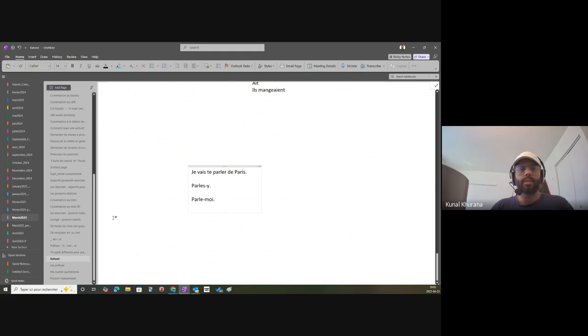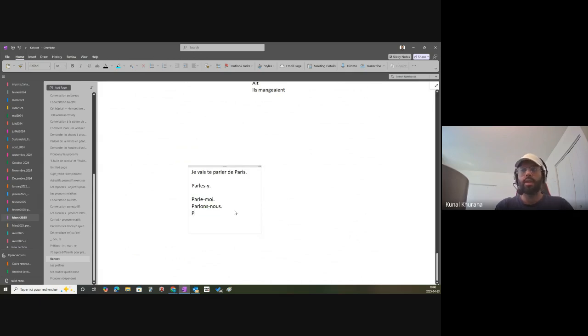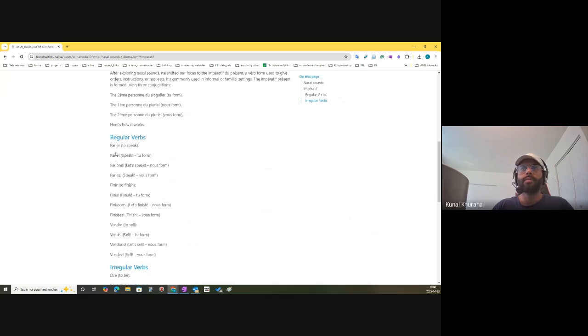For the other subjects, we just write the verbs as is. Parlons, with nous, parlons-nous, parlez-vous. That's it. So that was a quick revision about how to use the imperative. We just try to drop the s, and that's it. We have this with the tu form, the nous form and the vous form.